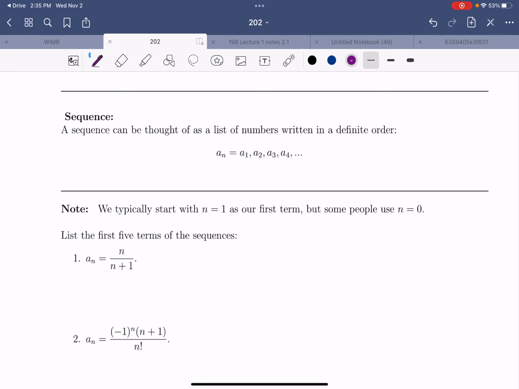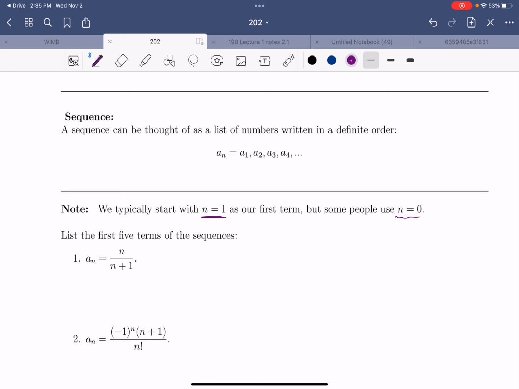We use the subscript notation, the 1, 2, 3, 4, to note its position in the order, right? Note that I'm starting here at n equals 1 as our first term. Some people start them at n equals 0. For example, in my biocalc class, that book starts them at 0, so that's what we do. But typically in the Stewart calculus book that we're using, our sequences start at 1. So you start counting at the natural number 1.